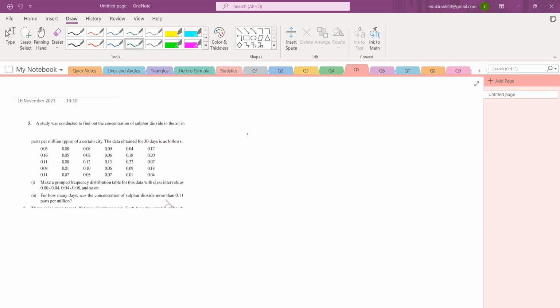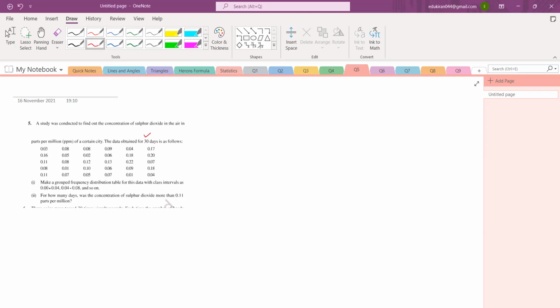Let's move to question number 2. Miraj, I have not heard your voice. Okay. Now read the question. A study was conducted to find out the concentration of sulfur dioxide in the air in parts per million, ppm, of a certain city. The data obtained for 30 days. So it's a 30-day data given to you.